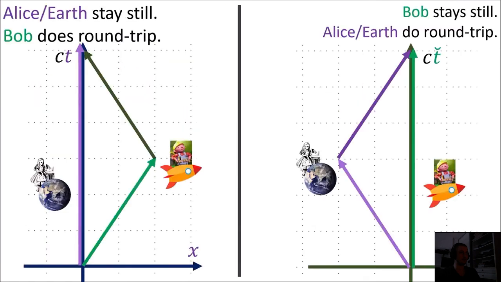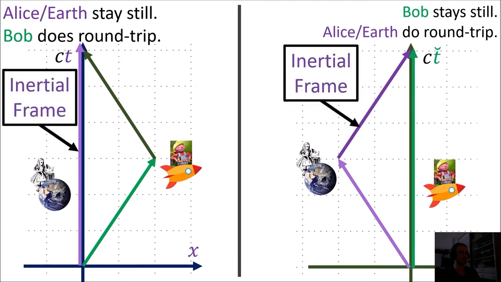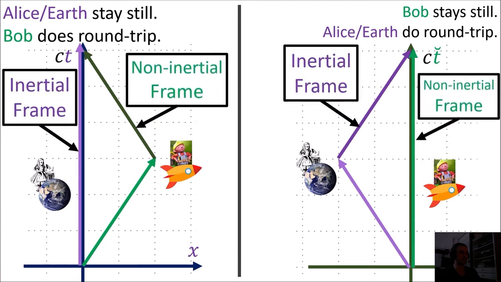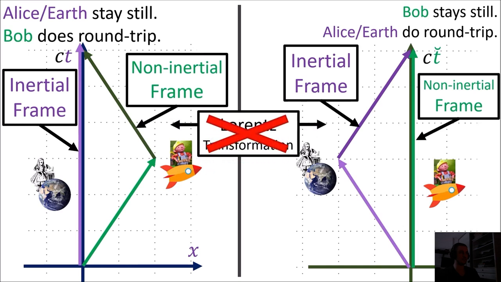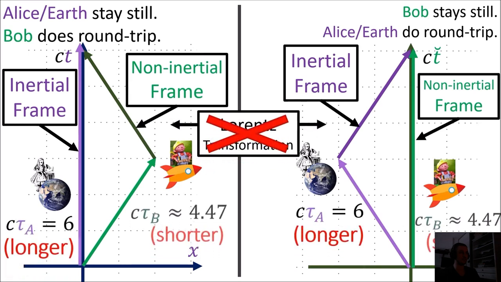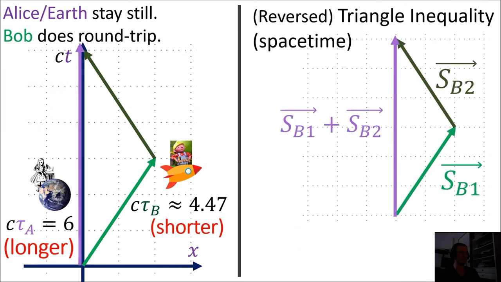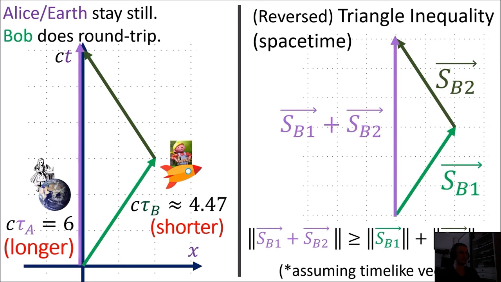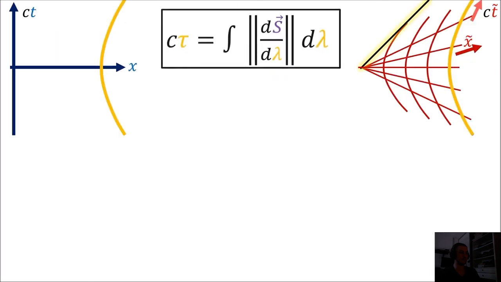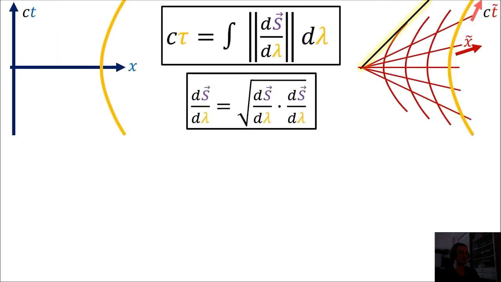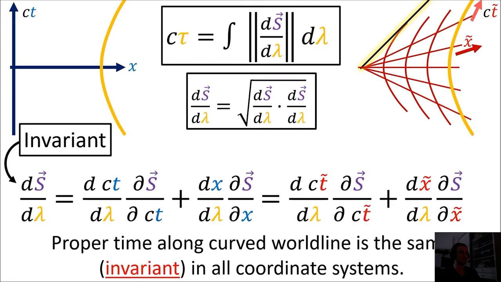To summarize this video, I explained that the twin paradox is not a true paradox because if Alice's world line is inertial, then Bob's world line is non-inertial, and so the world lines are not equivalent. Alice's world line experiences longer proper time because a straight inertial world line always has the longest proper time between any two event points, by the reversed triangle inequality. We also showed how we can integrate a tangent vector along curved world lines to get the total proper time along that world line. And the result is the same in all coordinate systems because the tangent vectors are invariant and don't depend on the coordinate system.